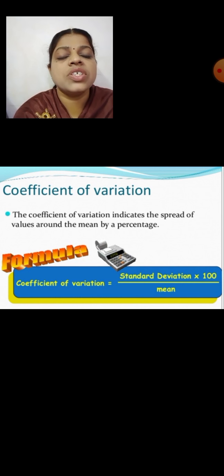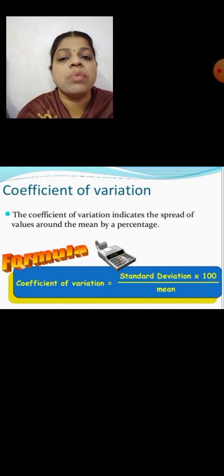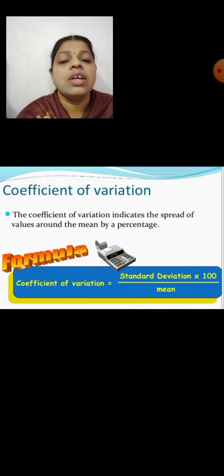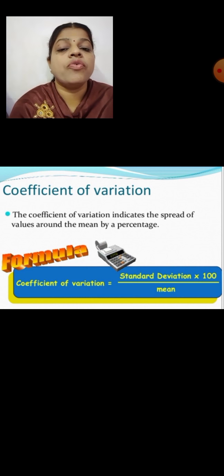So here the coefficient of variation equals standard deviation into 100 divided by mean. That is, SD into 100 divided by the mean. So at first we have to calculate the values of SD and mean, and at last we have to multiply with 100. So this is the manner in which we have to calculate the coefficient of variation.